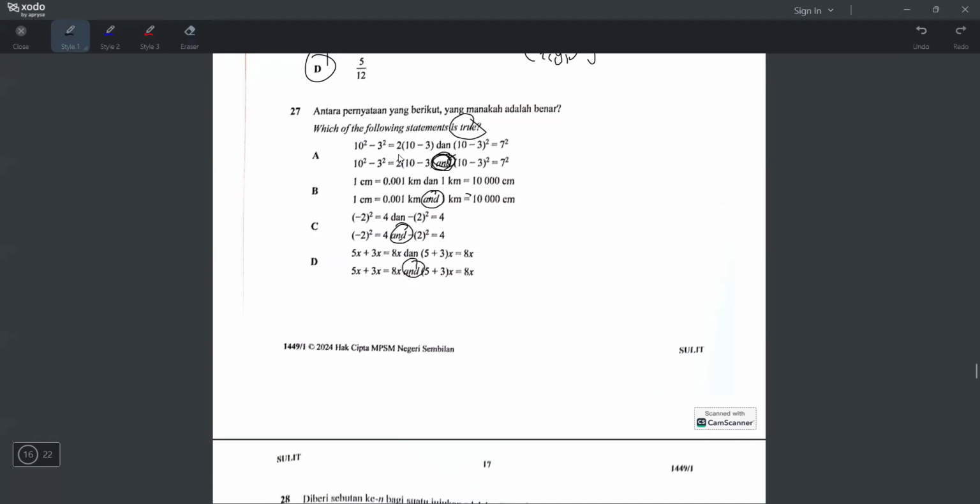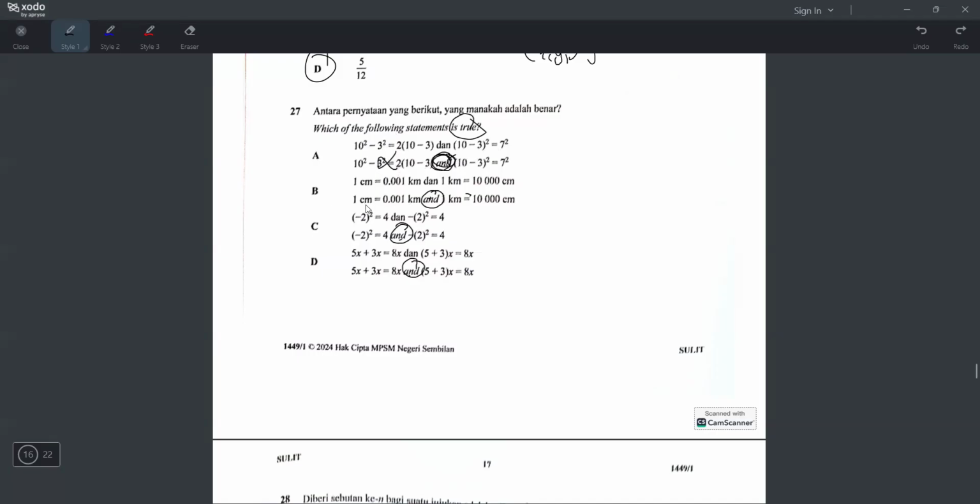Okay, so A, are both true? No, because 10 squared minus 3 squared is 100 minus 9, which is 91. It's not the same as 10 minus 3 times 2, because 10 minus 3 is 7, and 7 times 2 is 14. So this is wrong already. And if this is wrong, I don't have to check the latter part. Because if this is wrong, the whole thing is wrong already. Because for "and", both must be correct to be correct. So if the front is wrong, then the whole thing is wrong already.